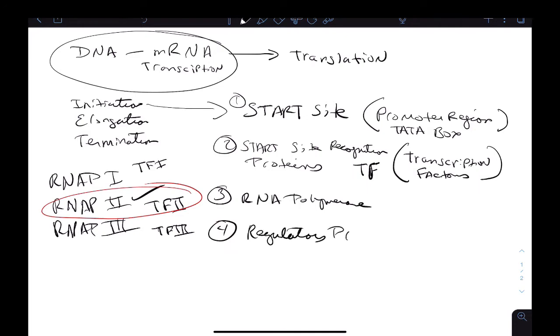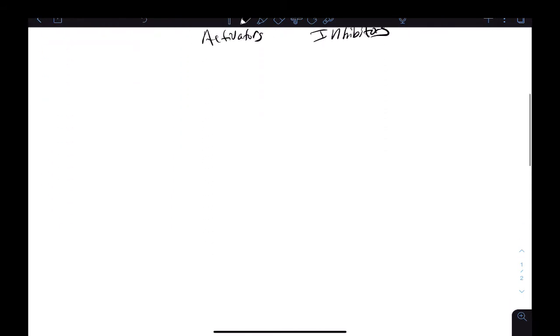And the job of these regulatory proteins is that they can do one of two things. They can either be activators. And activators will what? They will activate, they will start. Or they can stop. They won't let the transcription go through. We call those inhibitors. Okay, so again, activators, inhibitors. All right, now let's move along with that.